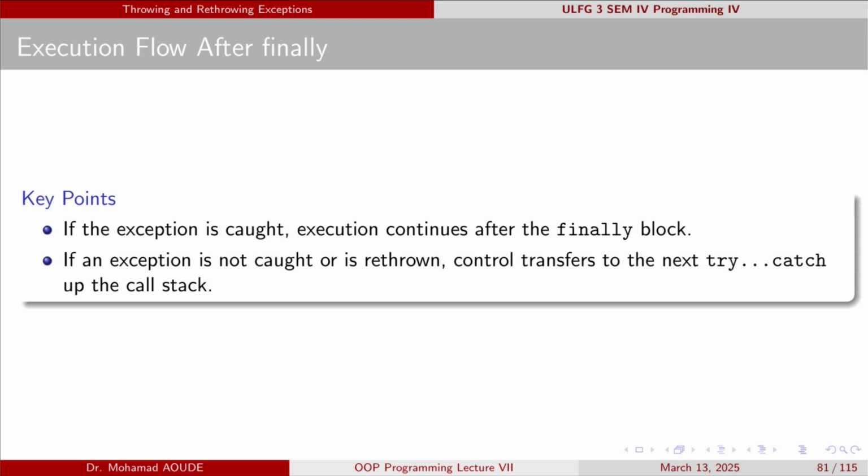When an exception is caught, execution continues after the finally block. If the exception is not caught or is rethrown, control moves up the call stack. So remember, finally always runs, but it doesn't stop the exception from continuing upward.